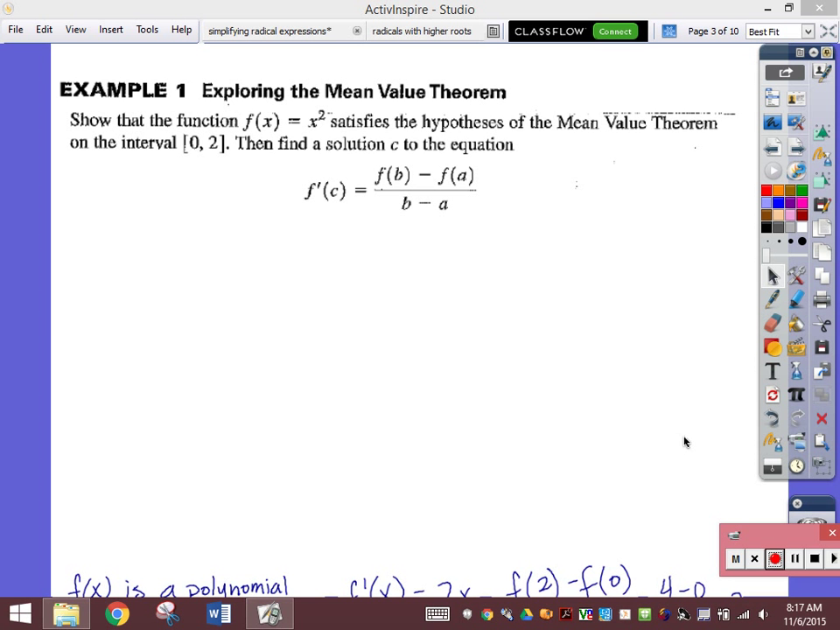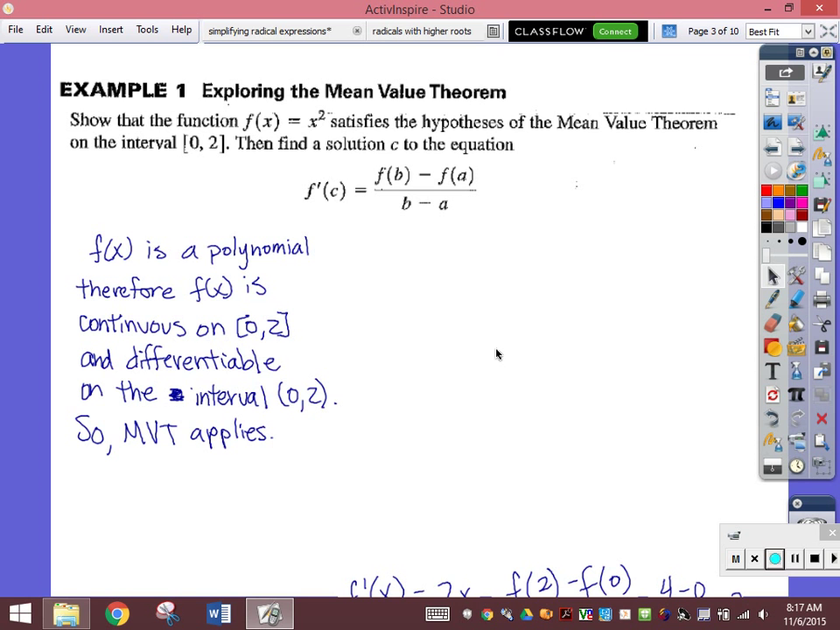So, in order to show that the function satisfies the hypotheses, I have to show that it is continuous on the closed interval and differentiable on the open interval. And so, because it is a monomial, we know those are continuous. It's just a parabola. We also know that it's a smooth curve. So, basically all I'd have to do is state that it's continuous and differentiable.